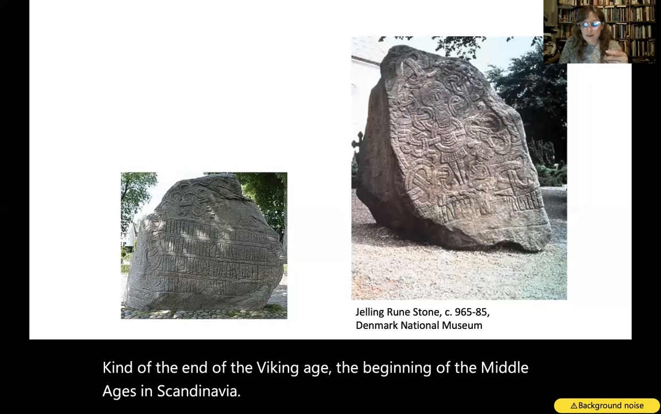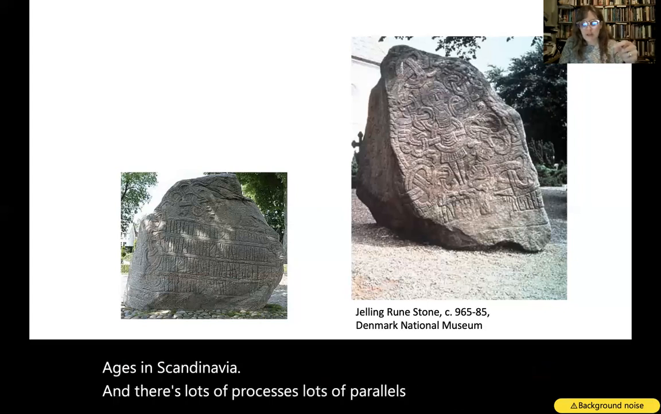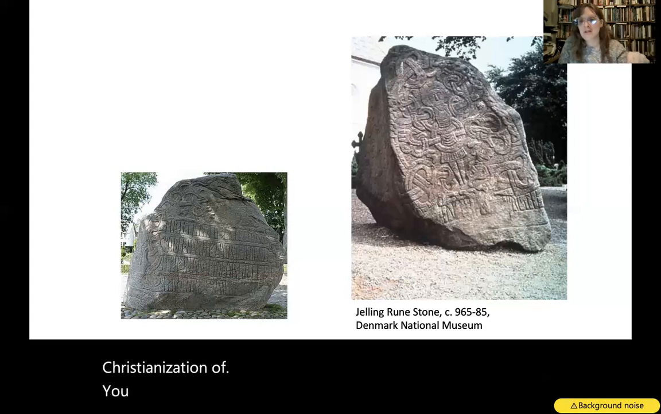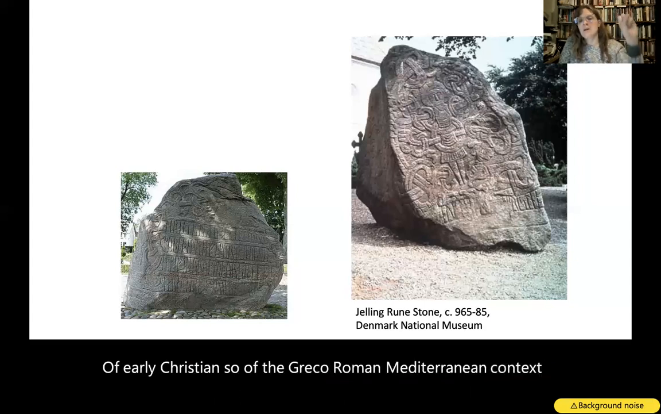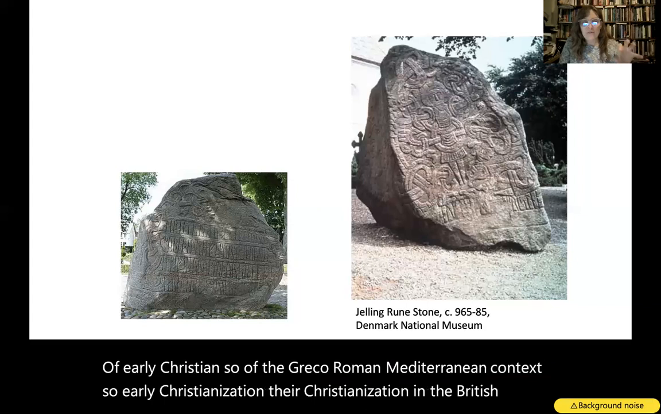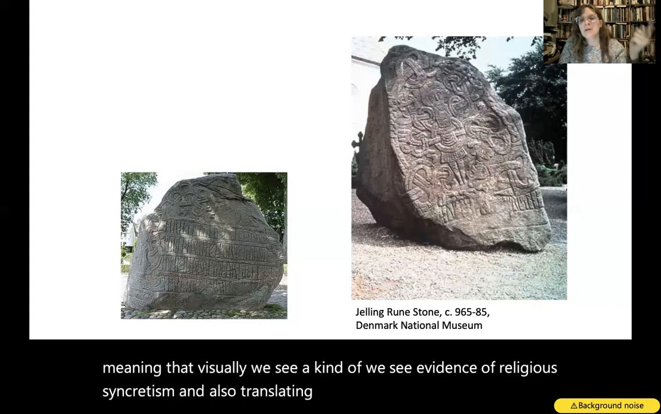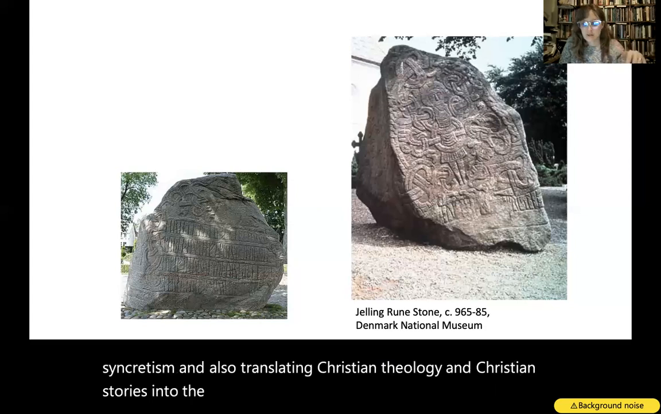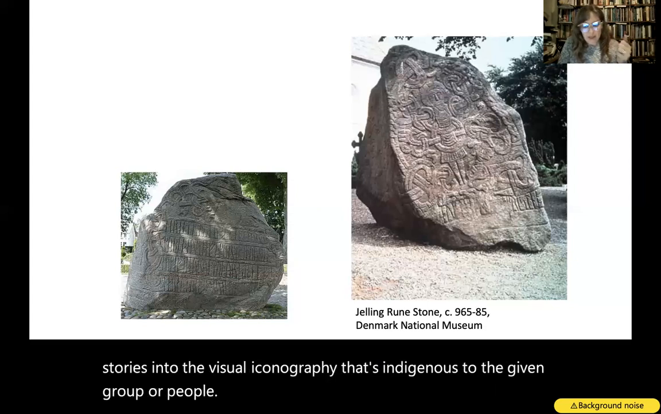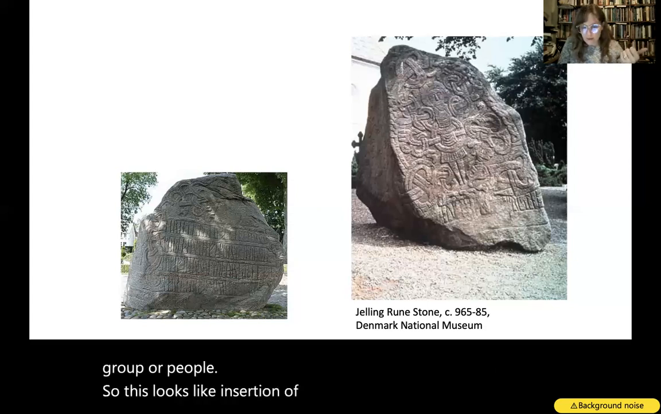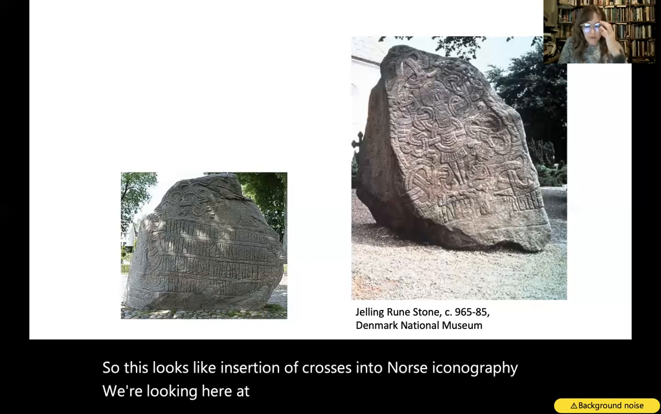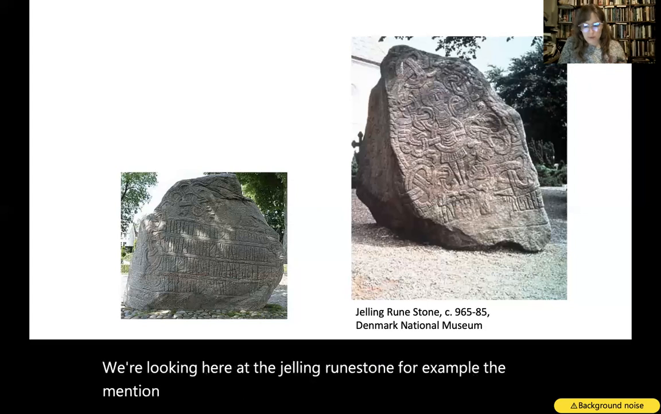And there are lots of parallels with the process of Christianization of early Christians in the Greco-Roman Mediterranean context, and Christianization in the British Isles, meaning that visually we see evidence of religious syncretism, and also translating Christian theology and Christian stories into the visual iconography that's indigenous to the given group or people. So this looks like insertion of crosses into Norse iconography. We're looking here at the Jelling runestone, for example, and the mention of God in inscriptions.